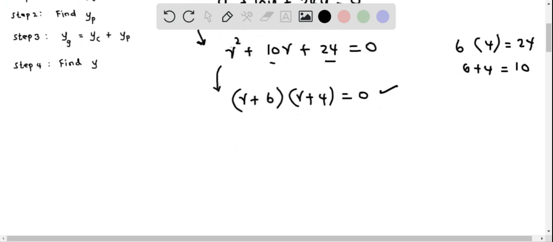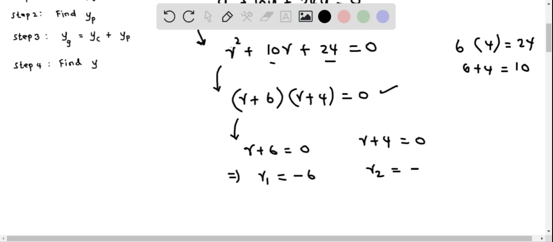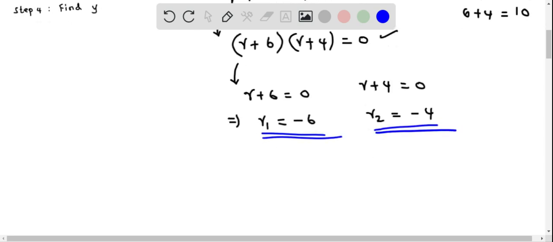Now we can write down the complementary function. Before that, we will find the values of r. If we let r plus 6 equals 0, we get one solution for r, that is r1 equals negative 6. And if we let r plus 4 equals 0, we get the other value of r, that is r2, and this equals negative 4. So we found two values for the complementary function.